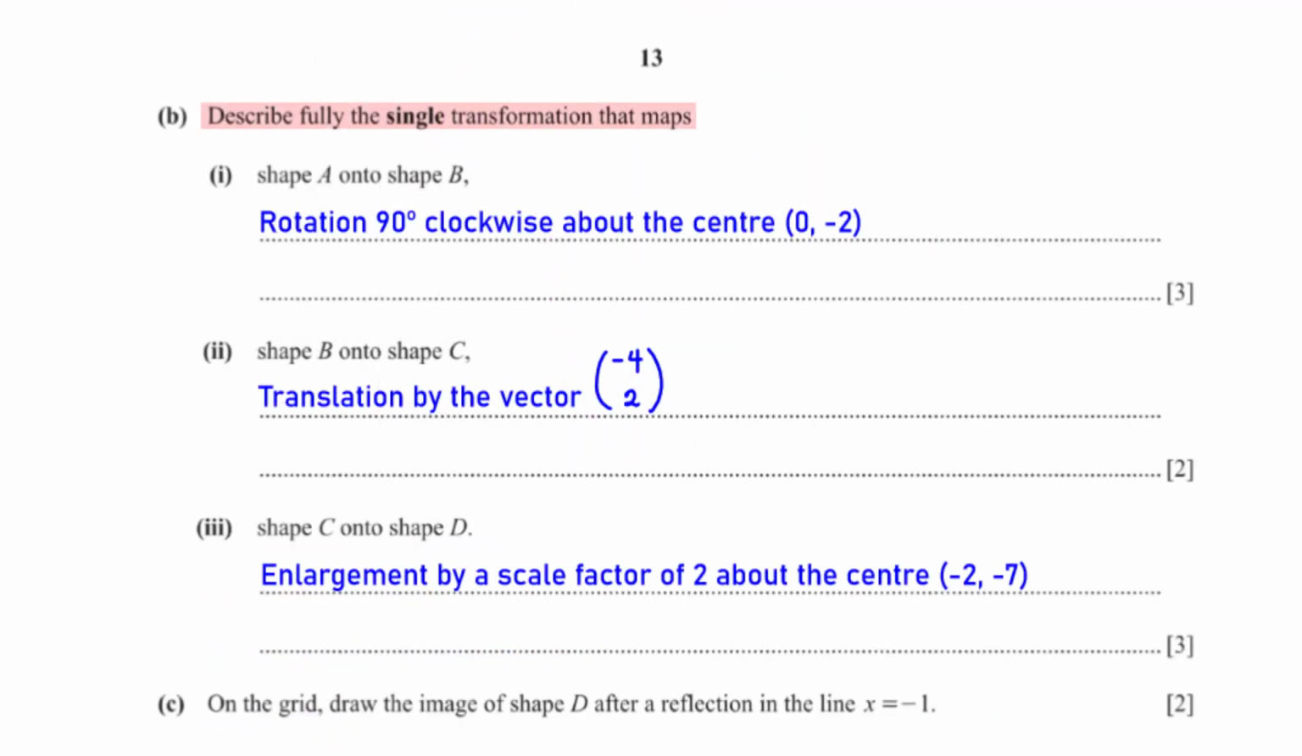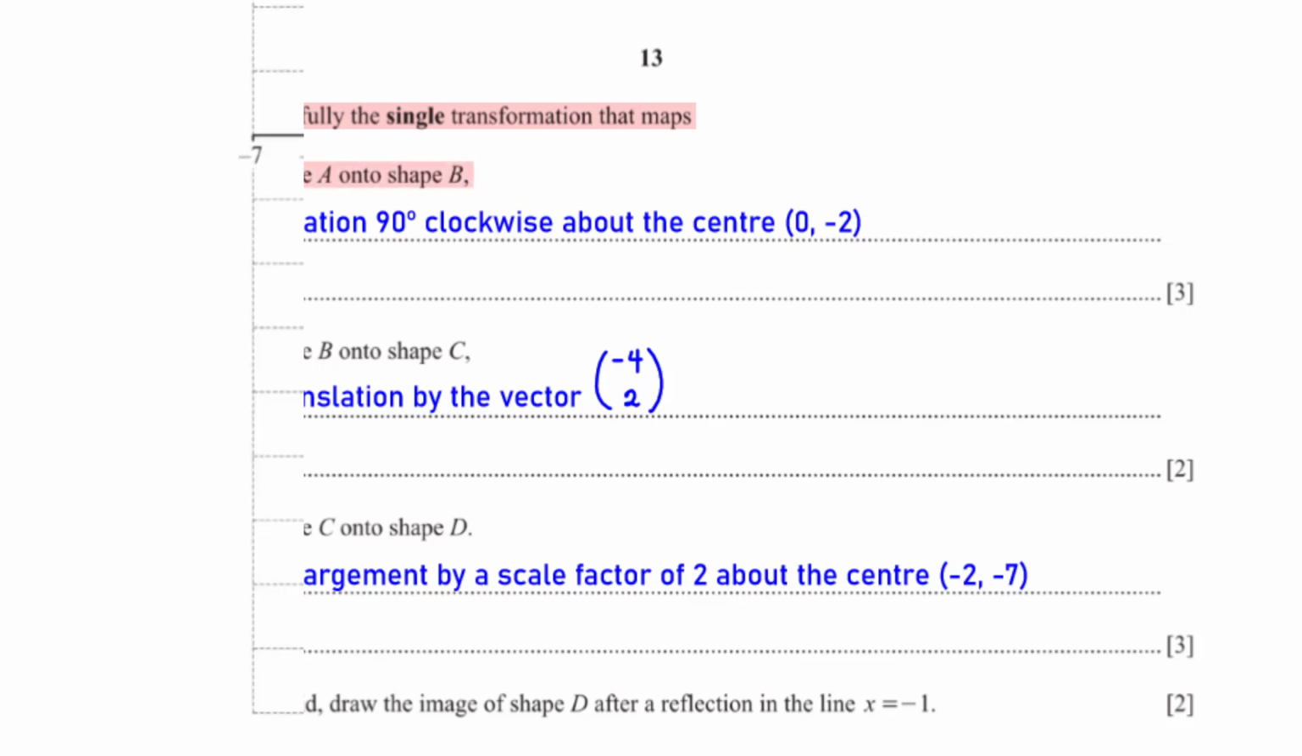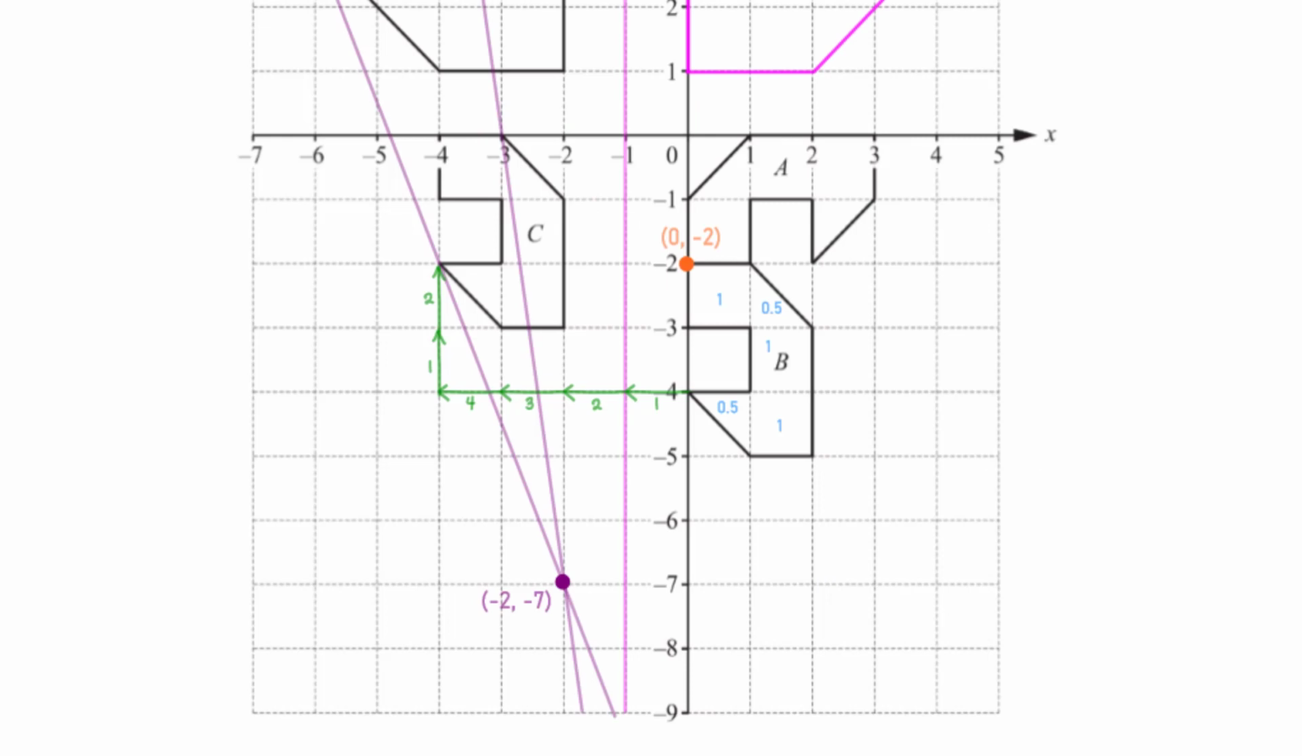Describe fully the single transformation that maps shape A onto shape B. When we look at shape A and its image shape B, we can tell straight away that this is a rotation 90 degrees in the clockwise direction.